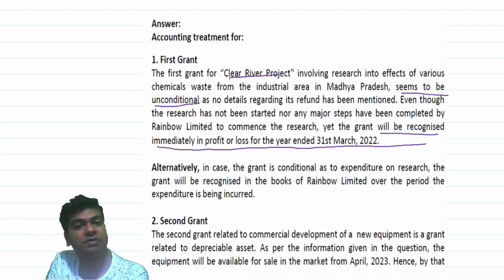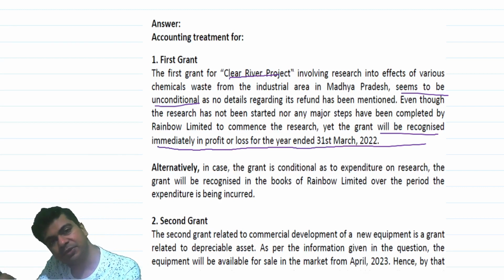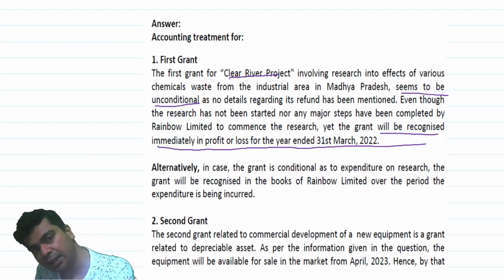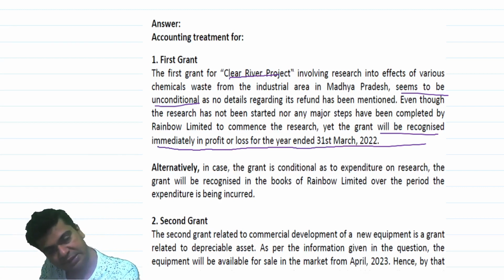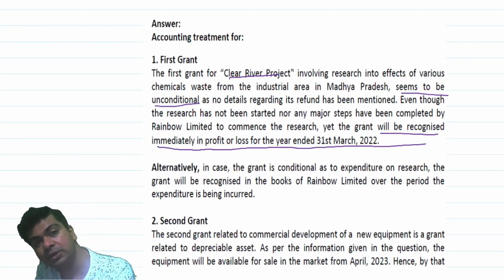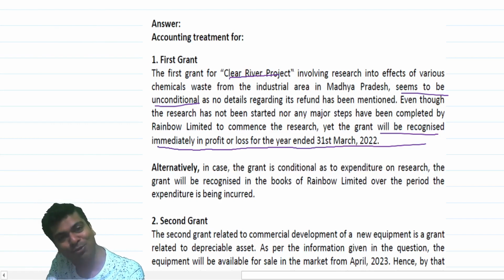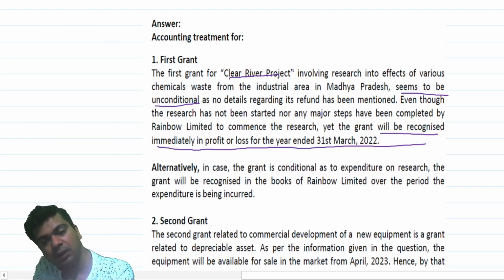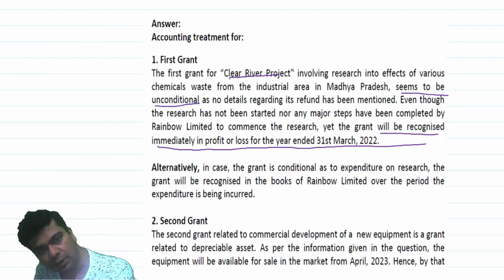There is no reason for me to carry out certain steps and research only then I can recognize it as income. No, you have already received the grant, and because it is unconditional, even if I do not do any research, I still don't have to refund it. I hope you get my point, right? And that is the reason 1 lakh should be credited to the P&L.